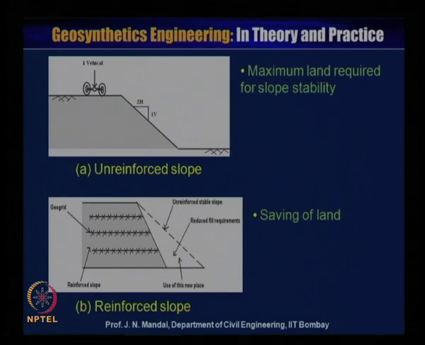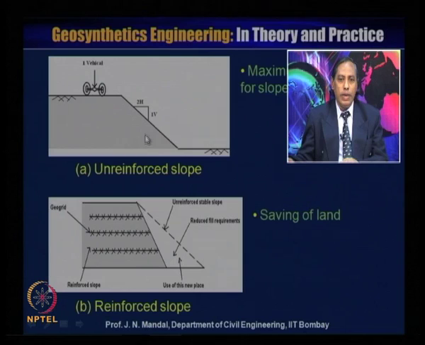In the first case, it is an unreinforced soil slope, and the vehicle can pass through this. This is a certain slope, 2 horizontal to 1 vertical. So maximum land is required for slope stability when you want to construct an unreinforced slope. On the other hand, you can deploy the geosynthetic material, which can save this land. So you can provide this number of layers of geogrid material and construct a very steep slope.